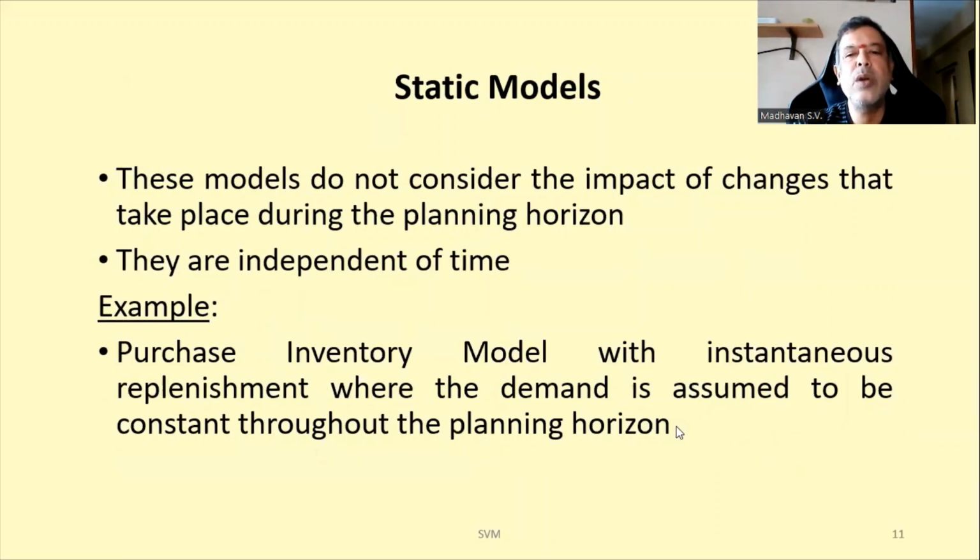Static models. These models do not consider the impact of changes that take place during a planning horizon, meaning they are independent of time. An example is the purchase inventory model with instantaneous replenishment, where the demand is assumed to be constant throughout the planning horizon. Even the day's consumption will be the average based on the annual consumption, that is, annual consumption divided by 365. You assume that the consumption is equal on all the days, and you don't consider time as a specific criterion. You don't consider seasonal and off-seasonal variation in this particular purchase inventory model.